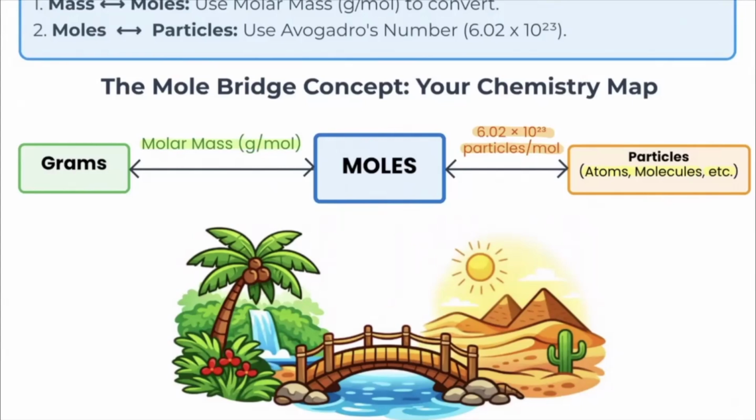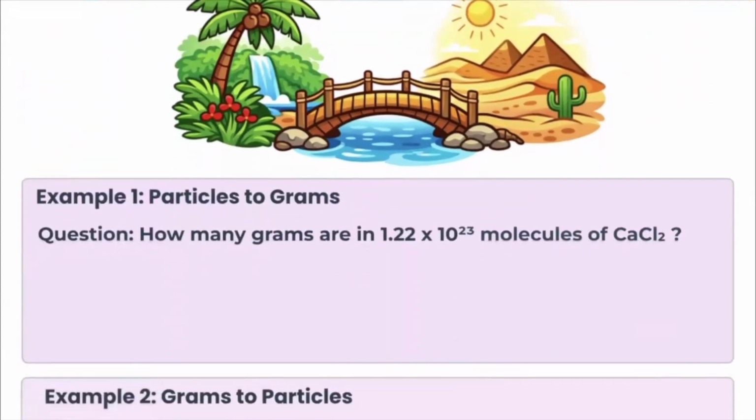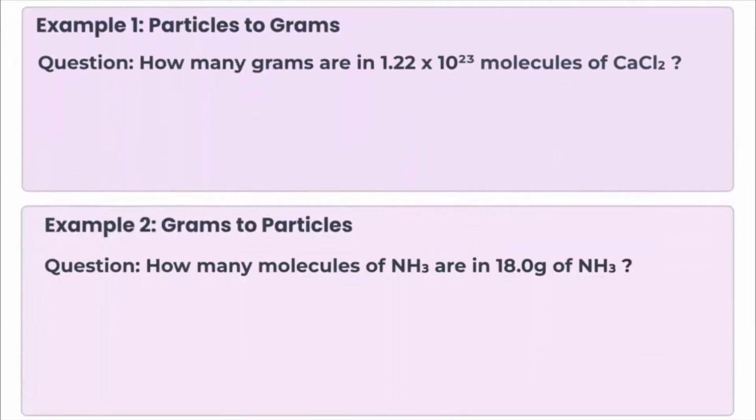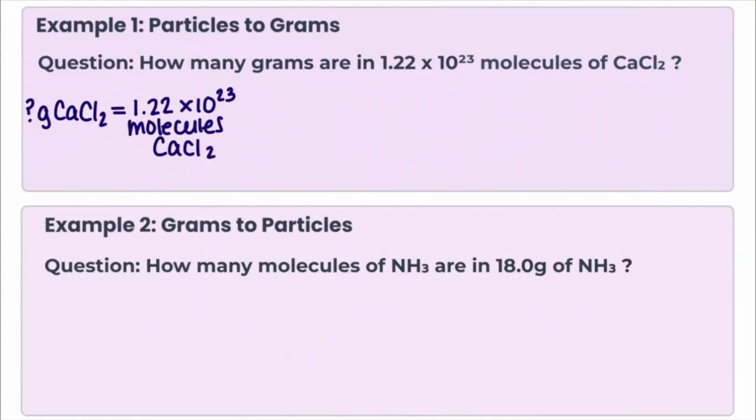Okay, let's go ahead and try some example problems. The first one reads, how many grams are in 1.22 times 10 to the 23rd molecules of calcium chloride? So let's first start with what we're being asked. So we're going to go ahead and write how many grams of CaCl2 are in what you're being given. 1.22 times 10 to the 23rd molecules of calcium chloride. So in this example, we're starting at particles, right, the molecule, and we want to get to grams.